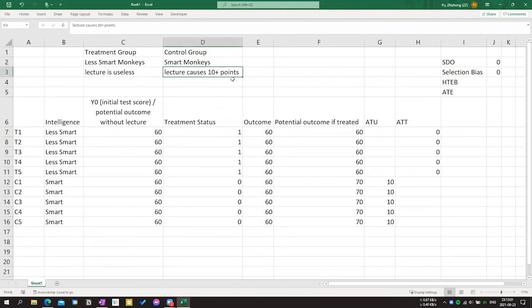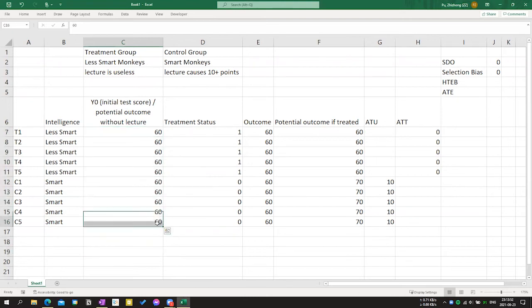And just to illustrate the power of HTEB, I'm going to assign all of the less smart monkeys to treatment. And I'm going to assign all of the smart monkeys to control. And I'm going to assume that all of them would start out with the same test score. Maybe the smart monkeys are born with this ability to score 60 on the test. Maybe the less smart monkeys had to find tutors, pay more money, and spend more time on their learning so that they can have an equal starting point as the smart monkeys. But anyways, however they got here, everyone starts out with 60 as their initial score.